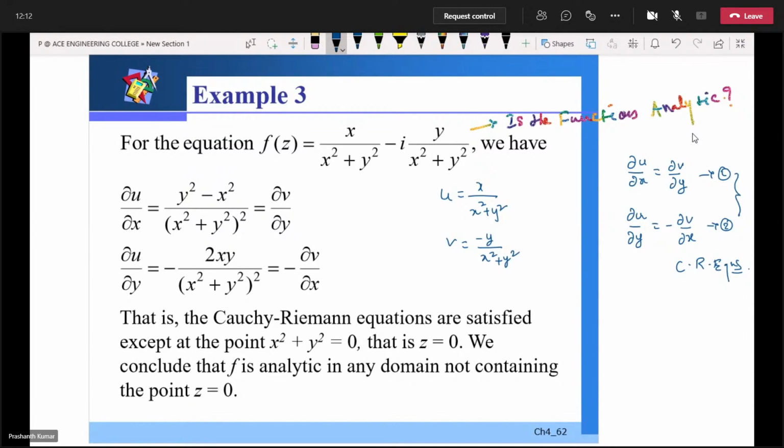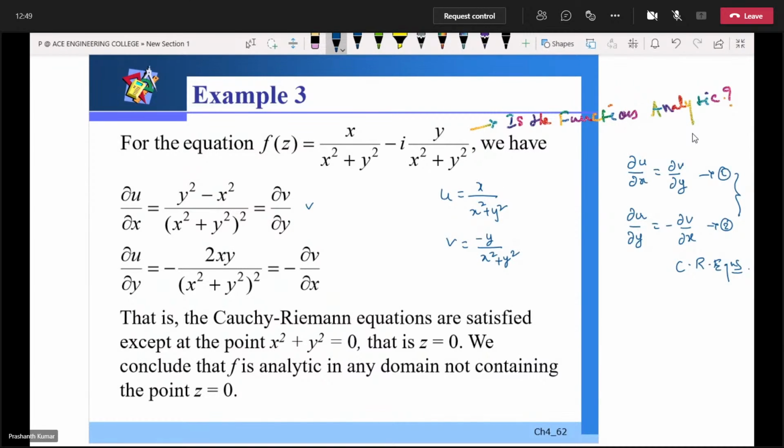If you take the function u, dou u by dou x you want to find, we apply the u by v form. Therefore you will get y square minus x square by x square plus y square whole square, and the same way dou v by dou y you will get the same y square minus x square by x square plus y square whole square. So the first condition is satisfied.